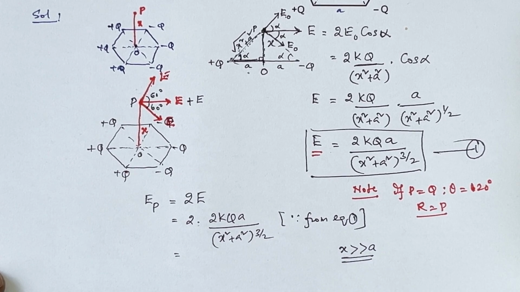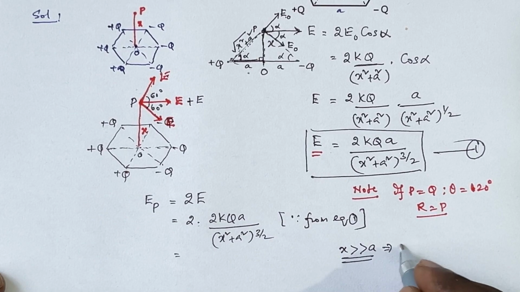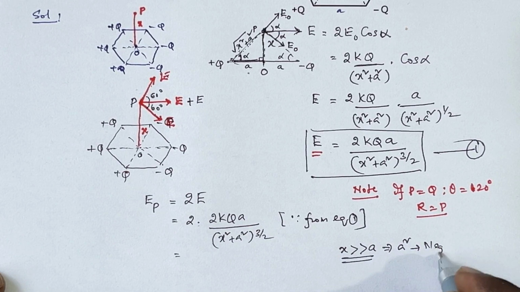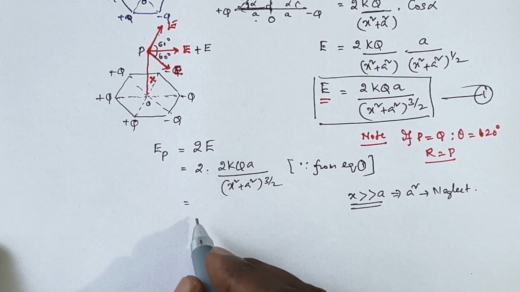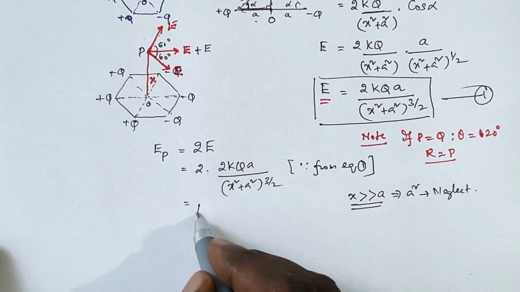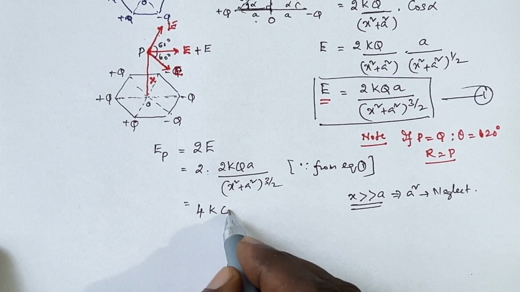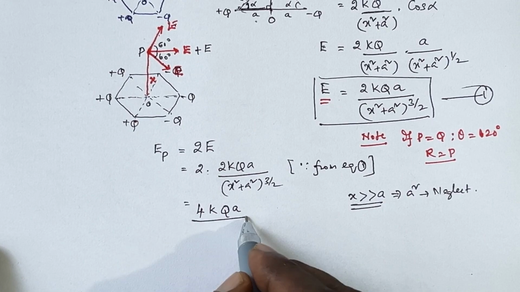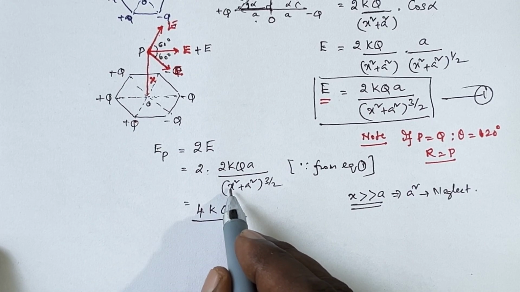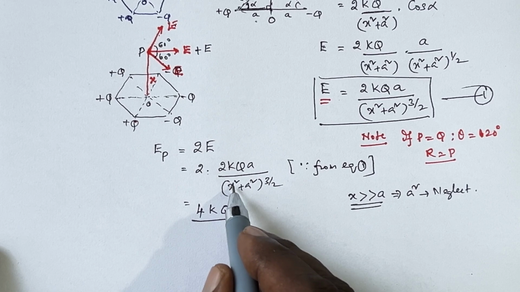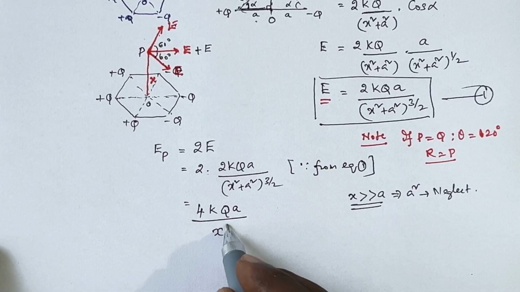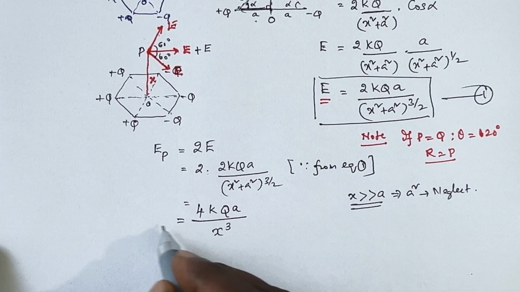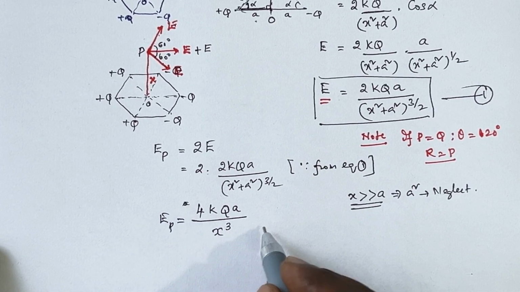That's why the a value is very small. That means a square we can neglect. So if I neglect a square, this equation becomes like this. How much? That is equal to 2 2s are 4, k q a by x square, since x is very much greater, so a square we can neglect. So x square power 3 by 2 will come. 2 and 2 will cancel. This becomes x cube. So this is the electric field at P.